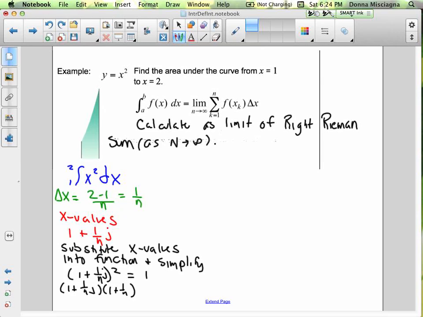All right, so we've got 1 times 1. We've got 1/n j plus 1/n j. That's 2 over n j. And then 1/n j times 1/n j would be 1 over n squared j squared.